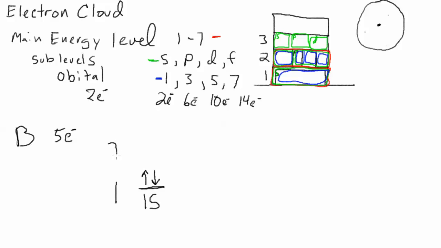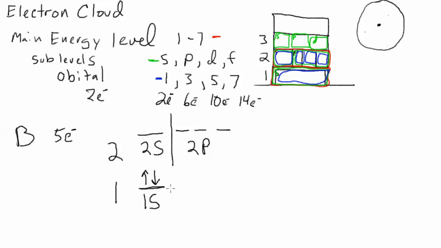Now we have to go to the second main energy level. And the second main energy level has 2 sublevels. So we're going to call those 2s and then 2p. And we know that the s sublevel has one orbital, so we're going to draw one line over top of it. Whereas the p sublevel has 3 orbitals, so we're going to draw 1, 2, 3 lines over that.